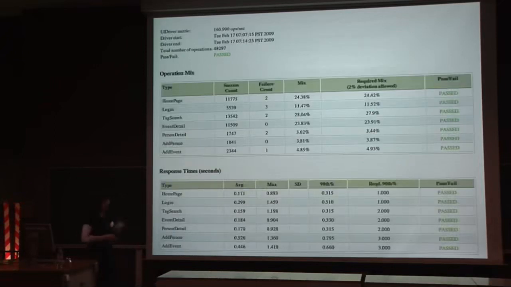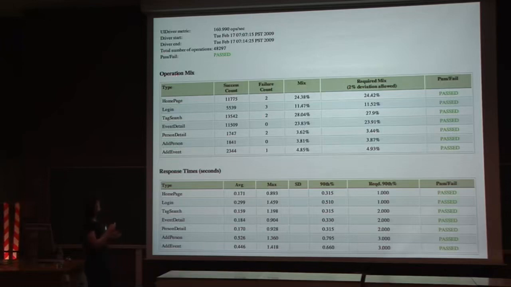So the best way to introduce Faban is really to show you some of what it does and what it gives you. This is a typical Faban benchmark run. You'll see at the top here, we have information such as the operations per second for this run, the number of operations that were run, and whether it passed or failed. And beneath that, you have several tables, and two of the tables are displayed here.